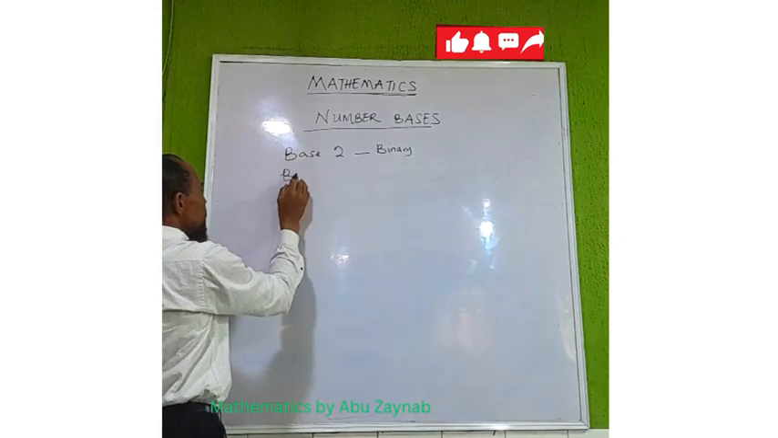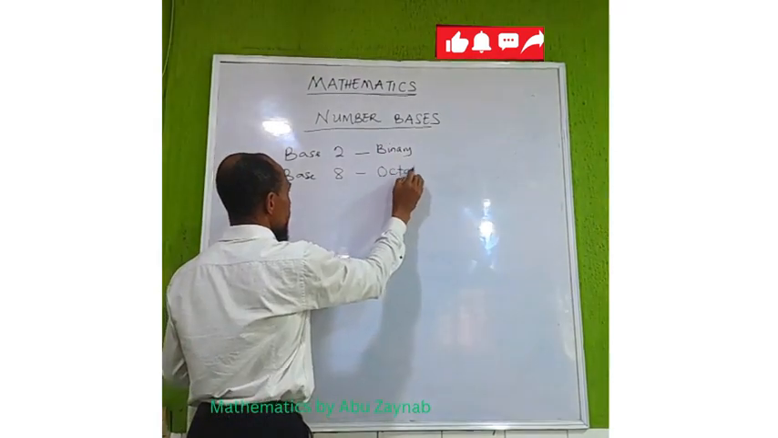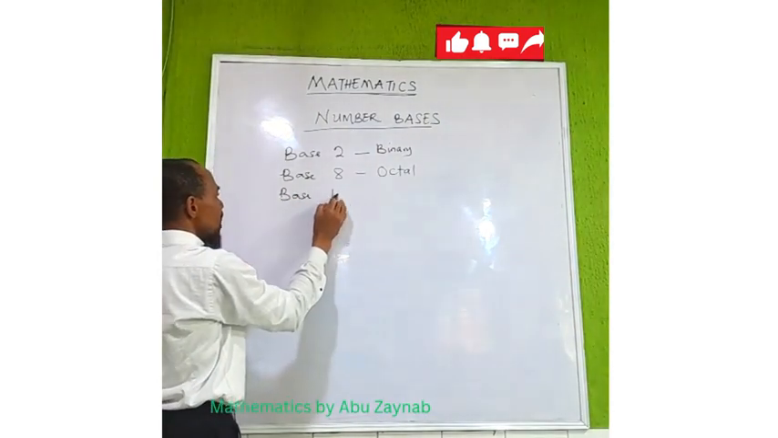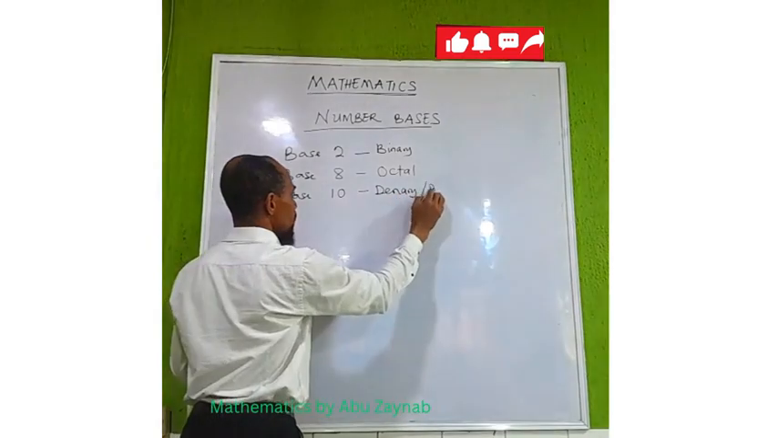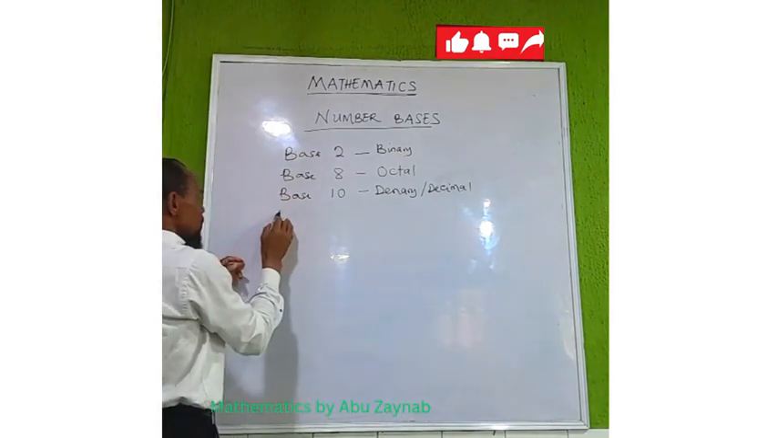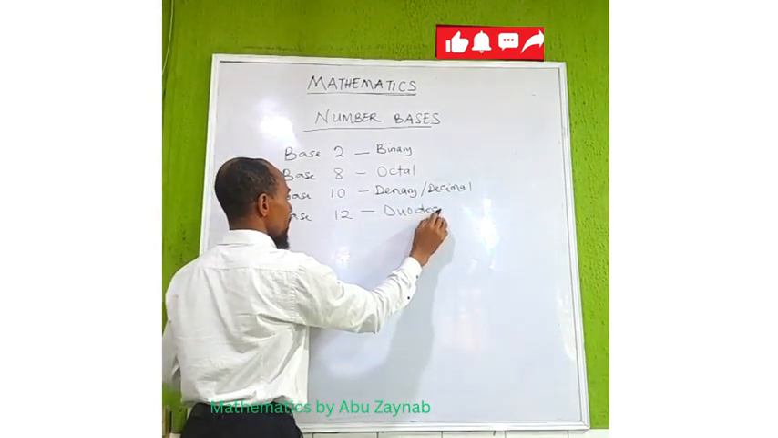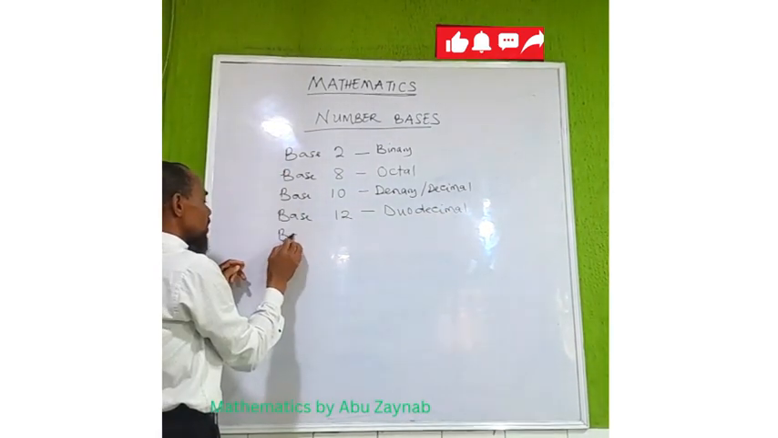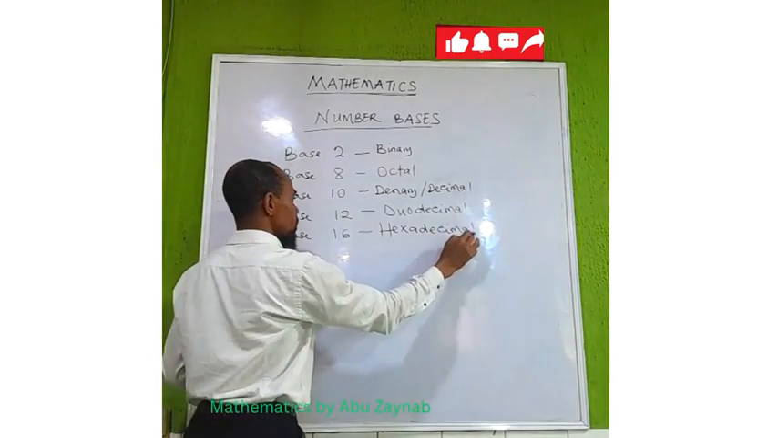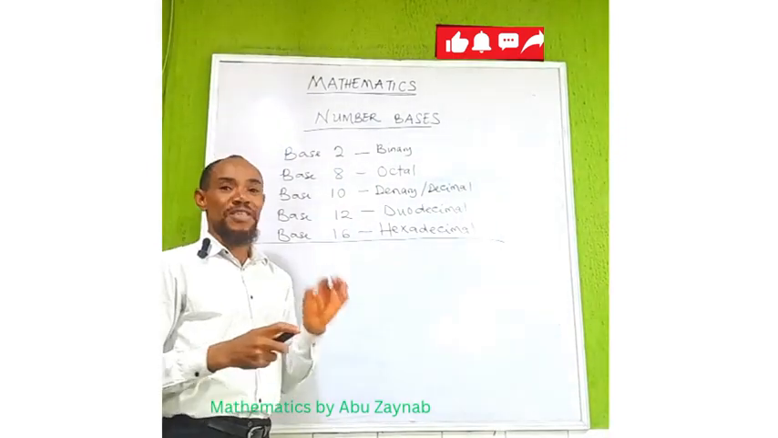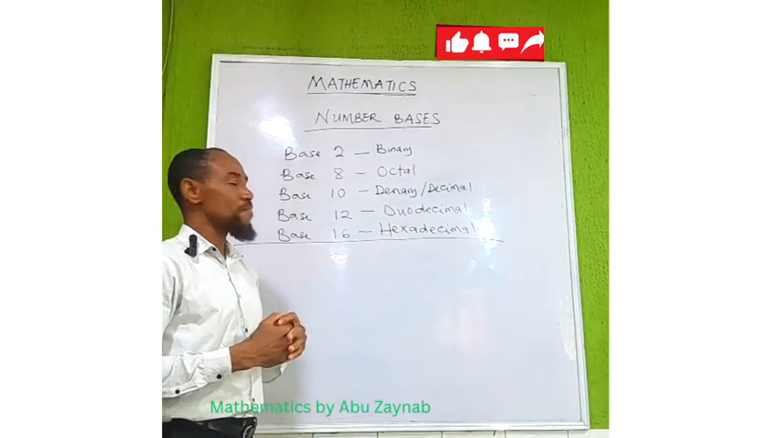And we've got base 8, another important base called octal. We've got the all popular base 10, which is the standard, and that is called denary or decimal. Thereafter, we proceed to base 12, and that's called duodecimal. And lastly, we look at base 16, called hexadecimal. So these are the number bases that have specific names. And of course, they are not exhaustive. We have a lot of them. But for the purpose of our lesson, we are looking at these basic ones.